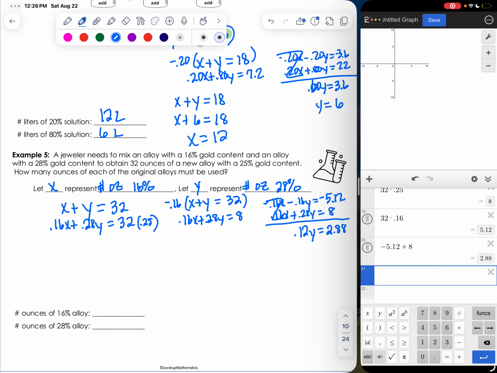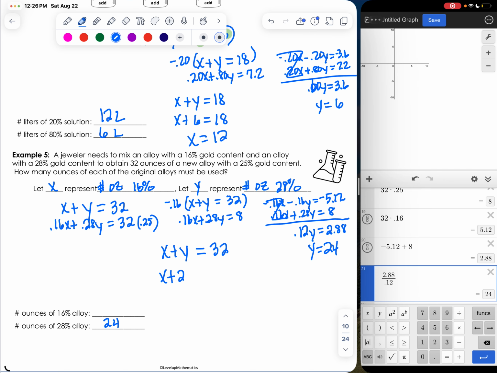So 2.88 divided by 0.12, that would give me 20. So I know there's 24 ounces of the 28% alloy. So I'm going to take that 24 and plug it back into my top equation. So x plus 24 equals 32. Subtract 24 from both sides, and we get 8. So there's 8 ounces of the 16% alloy.